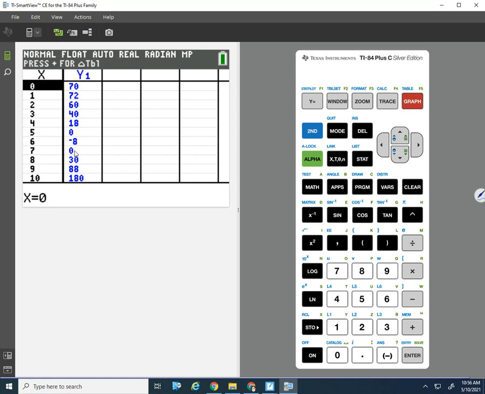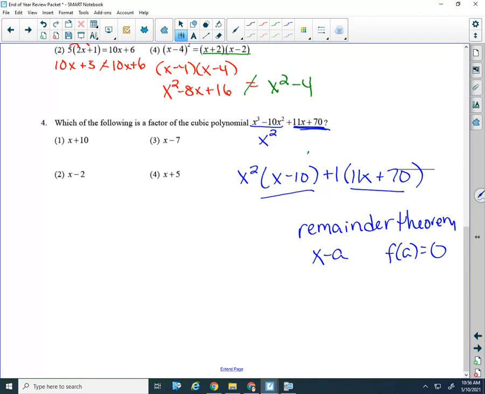Here we have the 0.70. That's the one I'm going to use. If this is our factor, then that means x equals 7. And that would give you the 0.70. So that is your factor.